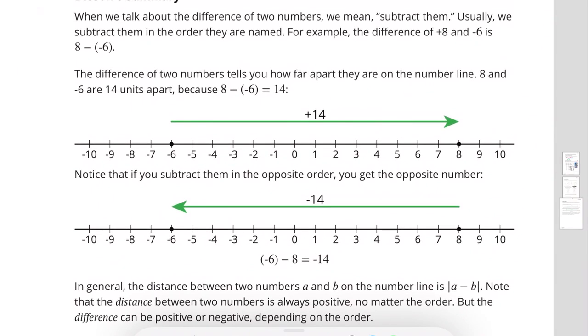In the Lesson 6 summary, we just talk about the difference of two numbers. It means that we're subtracting them, and you subtract them in the order they're named. So if you find the difference of positive 8 and negative 6, it would be 8 minus negative 6. The difference between two numbers just tells you how far apart they are on the number line. So that's just the distance also. How far apart are they?